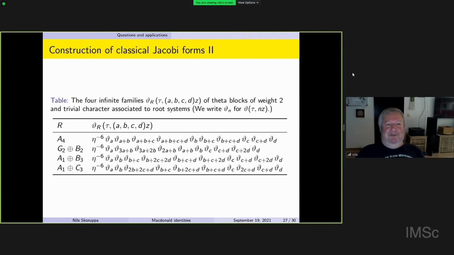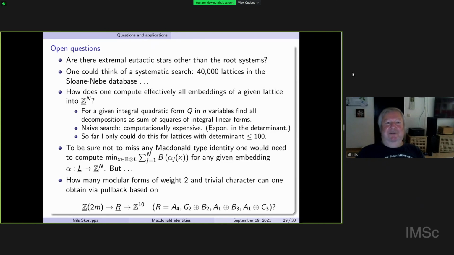The interesting thing, of course, is that one might look for extremal eutactic stars different from root systems, right? That would be interesting to find because that would give new identities, Macdonald-type identities, but new ones. That would be interesting for many, many reasons. It's interesting for modular forms people because it gives nice identities again for the eta function, whatever. But it's interesting, of course, in a more fancy way for physicists, for instance, who look for more interesting vertex operator algebras, not only those that come from Kac-Moody algebras or affine algebras and the like.